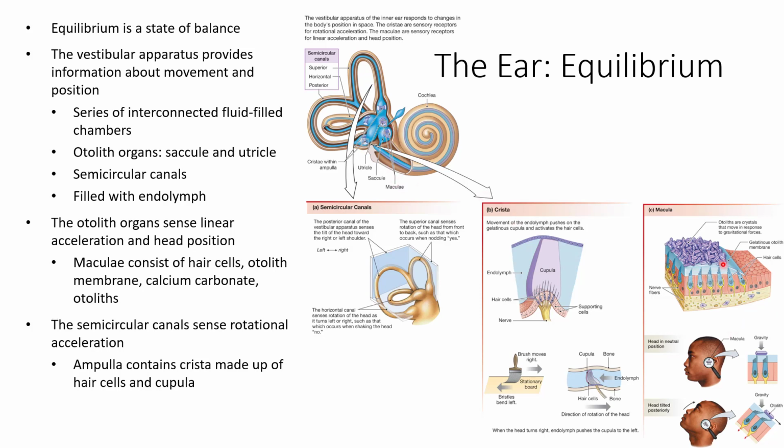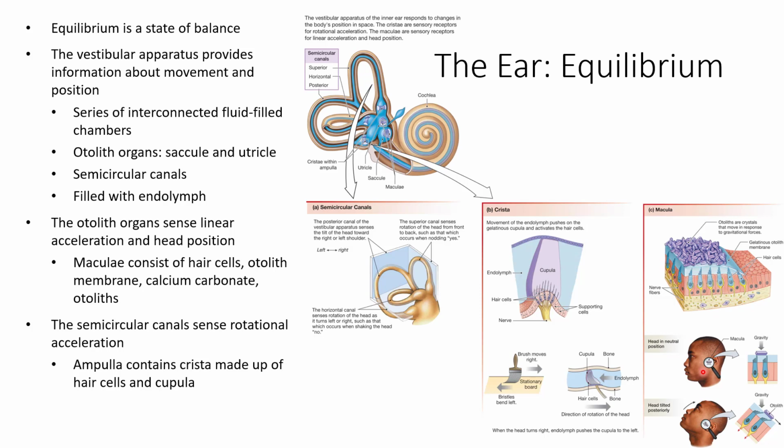Inside these, we have hair cells that are associated with the otolith organ, and we have this membrane, and then we have the otoliths themselves. These otoliths are really small crystals that move in response to gravity and gravitational force. The maculae is the hair cells, the otolith membrane, and these calcium carbonate crystals that form. The saccule and the utricle both have the maculae, right?